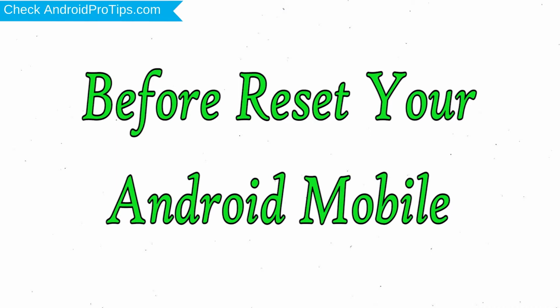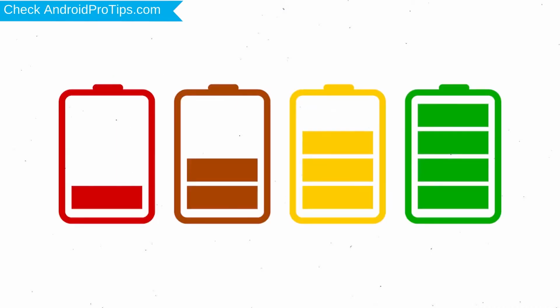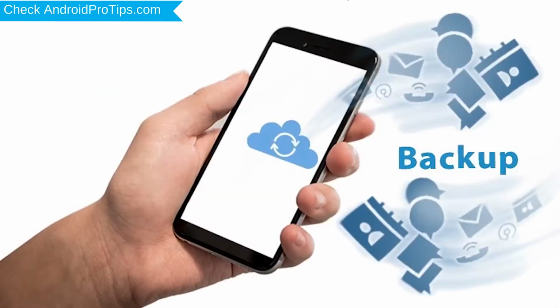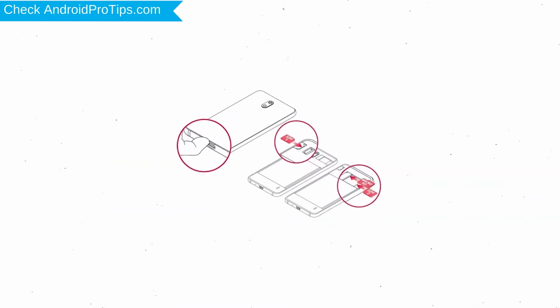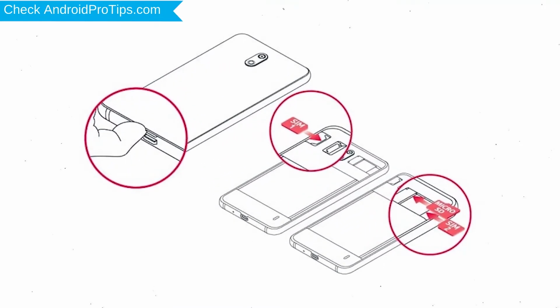Before you reset your mobile, charge it if the battery is less than 50%. You need to make sure that the data on your device is backed up so you do not lose valuable photos or documents. Reset will delete all your mobile data, so you had better back up all important data and remove SIMs and SD card.